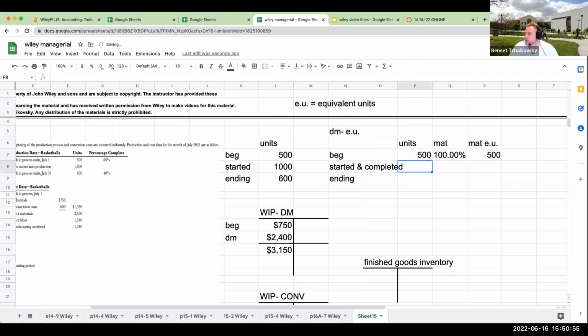Now, when it comes to started and completed, how many did I start and complete? Well, if I started 1,000 and I ended up with 600, my started and completed are going to be 400. These are the ones I completely finished during the period. So this is going to be 400 times 100%, or 400. And then lastly, for materials, remember, this is a tricky question. Why is this question so tricky?